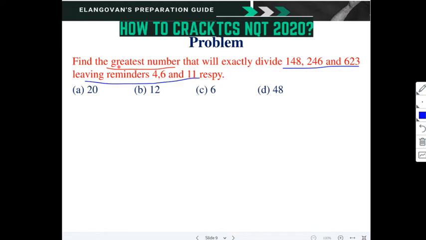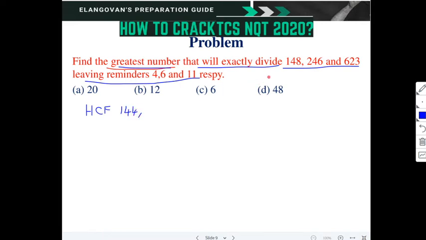So we know that if the sentence "greatest number that will exactly divide" comes, then it is nothing but the HCF, the highest common factor. If it were given directly, it wouldn't matter, but they have given it as leaving remainders. Then what we need to do is subtract these remainders, and then find the HCF for these three numbers.